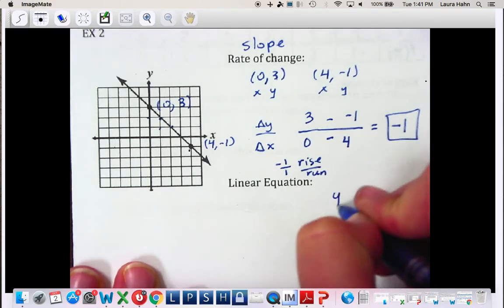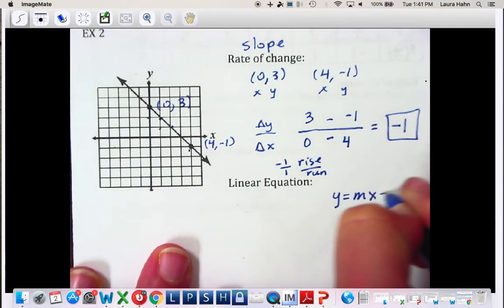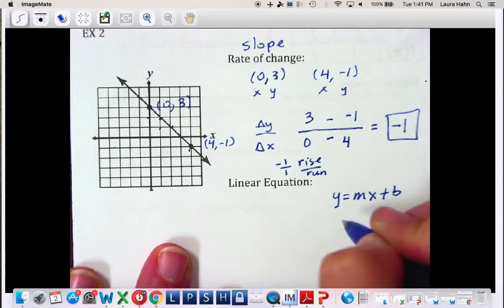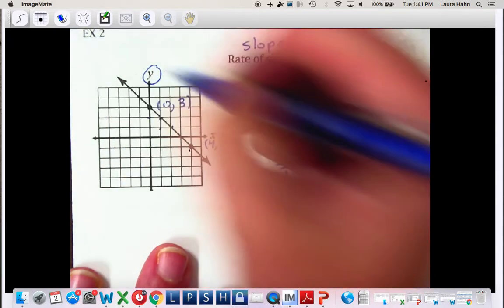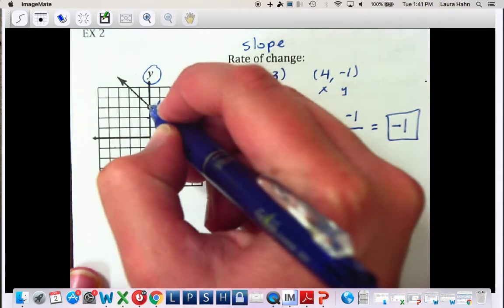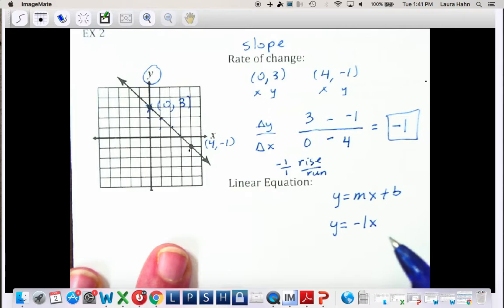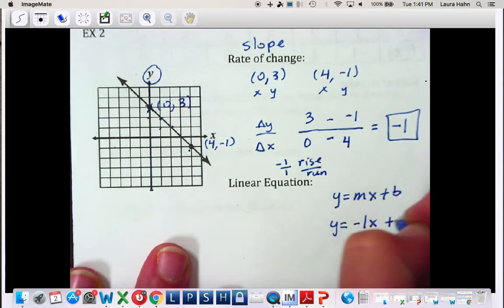All right, my equation. We know the slope. We just calculated it, so our m is -1. We always put x behind it. My y-intercept, so look where it crosses the y-axis, is right here. That is at +3, so I'm going to put +3.